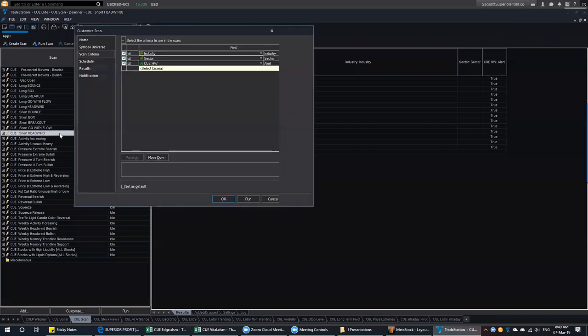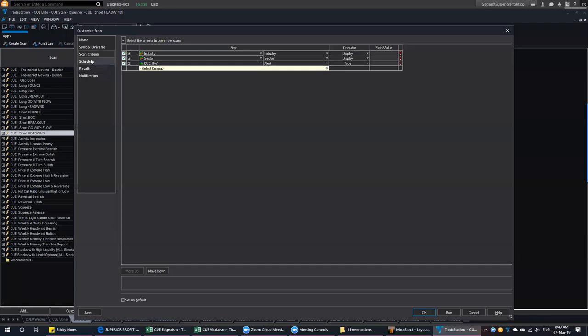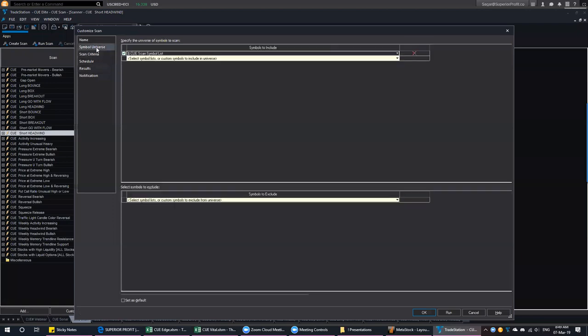One is to double click on any scan and go to symbol universe. By default, all the Q scans run on the Q scan symbol list. This is a single symbol list we have created. So if you want to change the symbol list for all the scans in one go, you simply have to change the symbols in this list. You don't have to go to each scan one by one. But if you wanted to go to all scans one by one, you could do that.